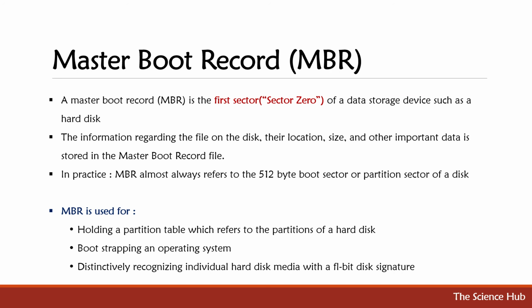Master boot record (MBR). A master boot record is the first sector, sector 0, of a data storage device such as a hard disk. The information regarding the files on the disk, their location, size, and other important data is stored in the master boot record. In practice, MBR almost always refers to the 512-byte boot sector or partition sector of a disk. MBR is used for: number 1, holding a partition table, which refers to the partitions of a hard disk; number 2, bootstrapping an operating system; and number 3, distinctively recognizing individual hard disk media with a 32-bit disk signature.